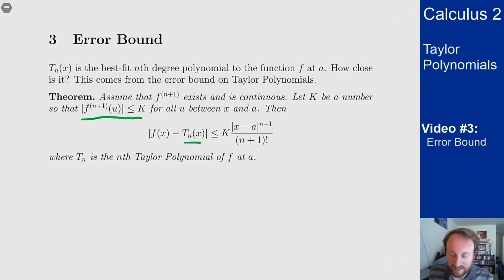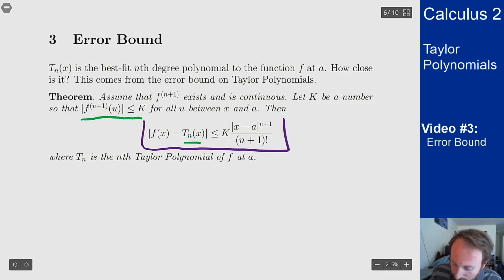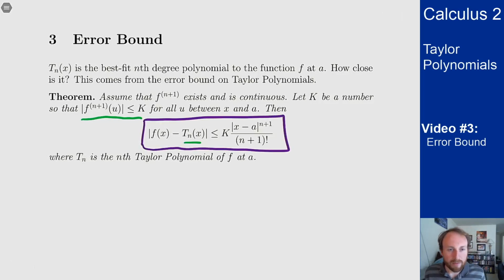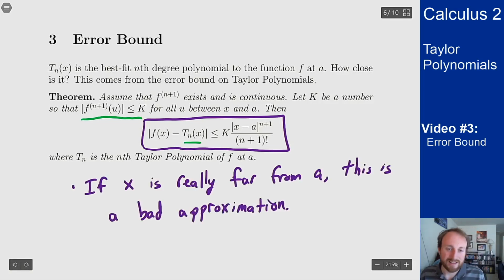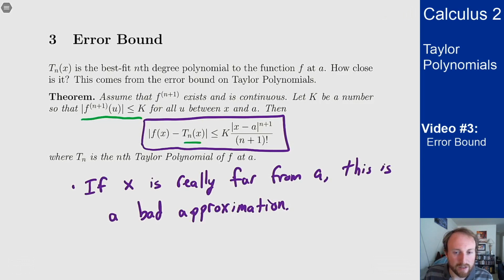And the error bound says that the distance between my function value at x and my Taylor polynomial value at x is bounded by this k times x minus a to the n plus first power over n plus 1 factorial. Here's the main formula to know coming out of this error bound. Now, how can you interpret this? The main way you should visualize this is that if x is really far from a, this is a bad approximation. If x minus a is like 10, you're taking 10 to the n plus first power, which is huge. That's going to be a problem. However, as I take more terms, I will get a better approximation, ideally, because this n plus 1 factorial on the bottom is going to take it to 0.